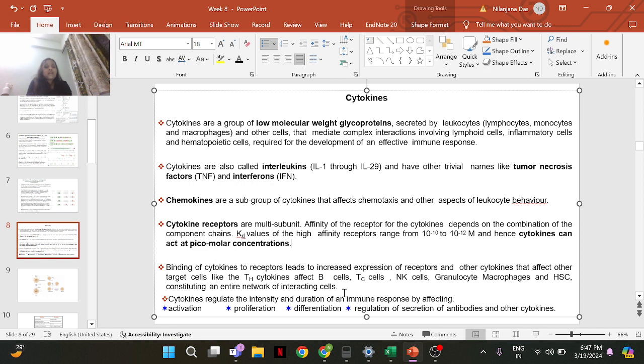So cytokines can regulate the intensity and duration of an immune response by affecting activation, proliferation, differentiation, and regulation of secretion of antibodies and other cytokines.